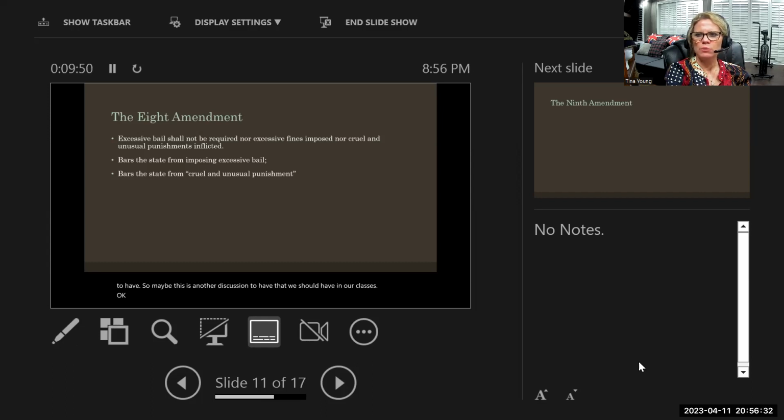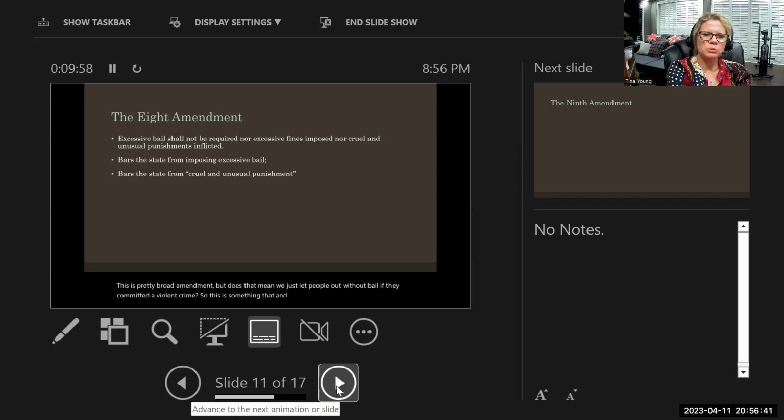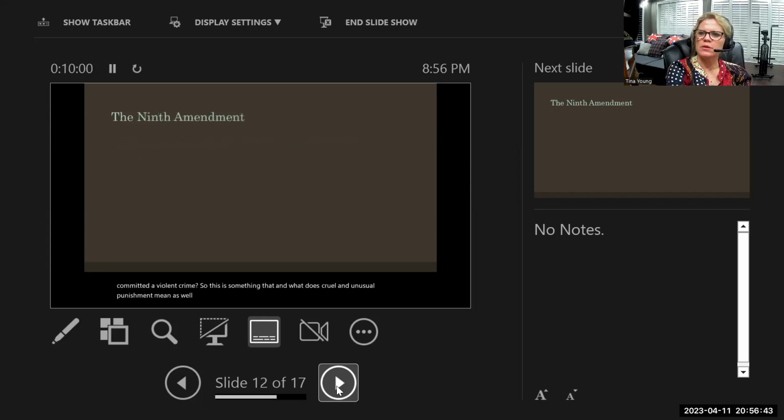Okay, this is a pretty broad amendment, but does that mean we just let people out without bail if they committed a violent crime? And what does cruel and unusual punishment mean as well? So there's some debate on this amendment.